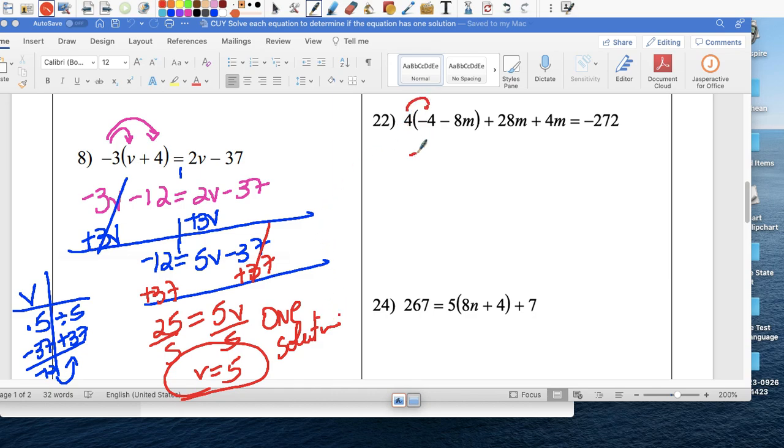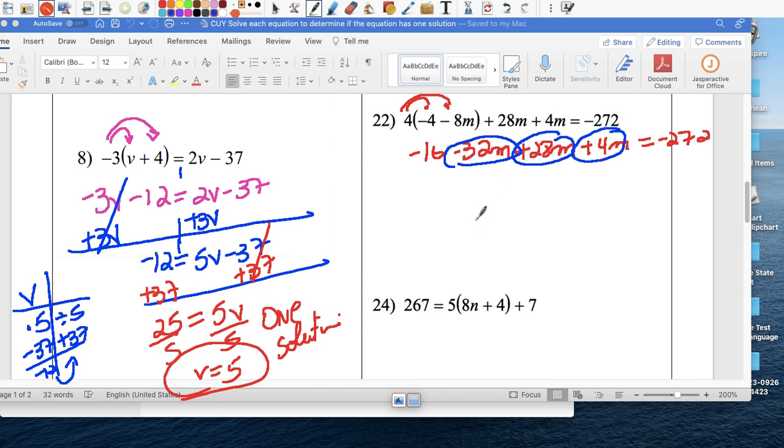Distributive property, negative 16 minus negative 32m plus 28m plus 4m equals negative 72. This looks like a one solution type problem. So let's combine like terms. Yeah, we combine this guy with this guy with this guy. Wait a second, I take that back. So negative 16 and then negative 32m plus 28m plus 4m is equal to 0m. I'm going to write 0m for now.